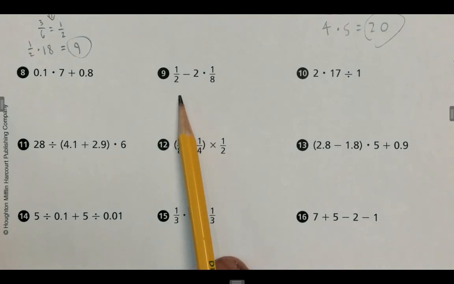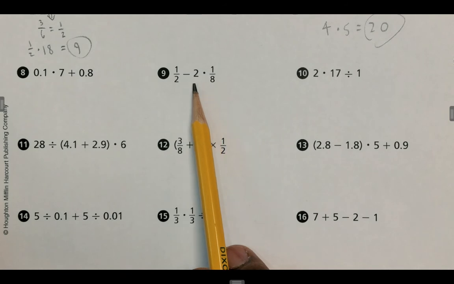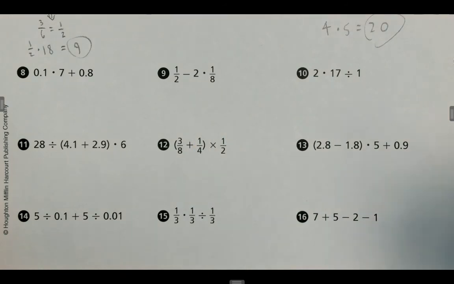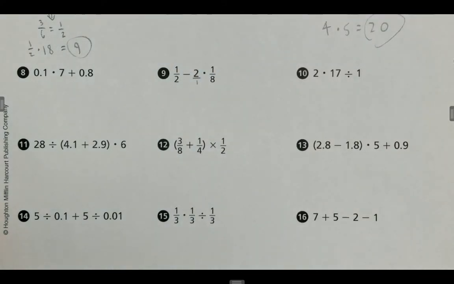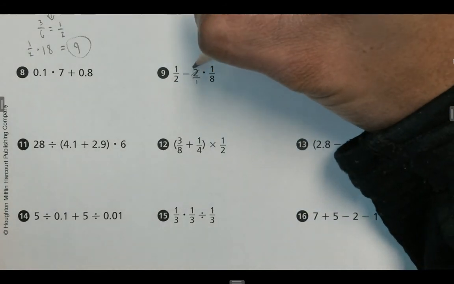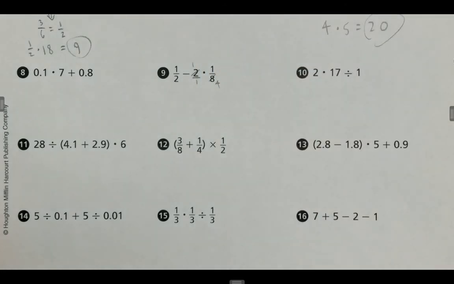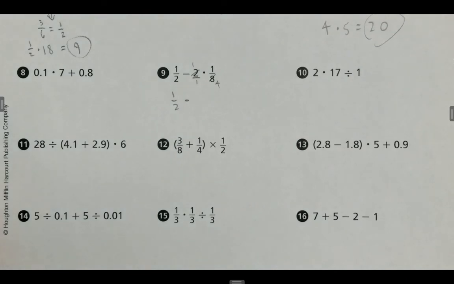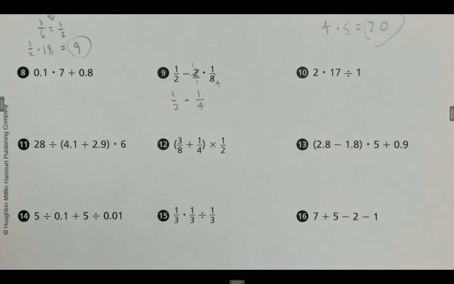Number 9, we've got 2 operations here. What will we rank higher? Multiplication. Whole number 2 times 1 over 8. Well, we can rewrite the whole number as itself over 1. Look for an opportunity to use cross-canceling. 2 goes into itself once. 2 goes into 8 4 times. And now the new expression, or the simplified expression, becomes 1/2 minus 1/4.